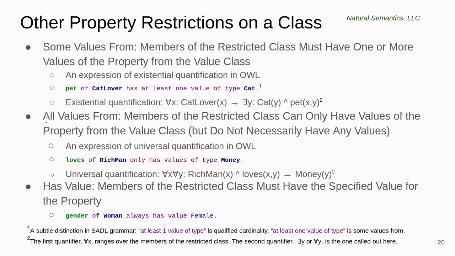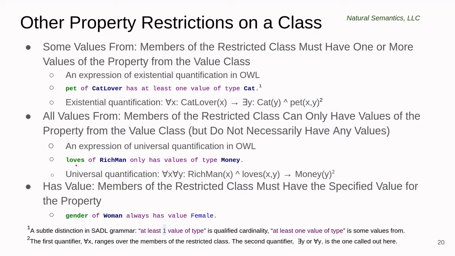Another type of property restriction on a class is the all values from property restriction. This means that members of the restricted class can only have values of the property from the value class. And note that it does not necessarily have any values. It doesn't mean that there have to be any values. It just says if there are any values, they have to come from the value class. This is an expression of universal quantification in OWL.